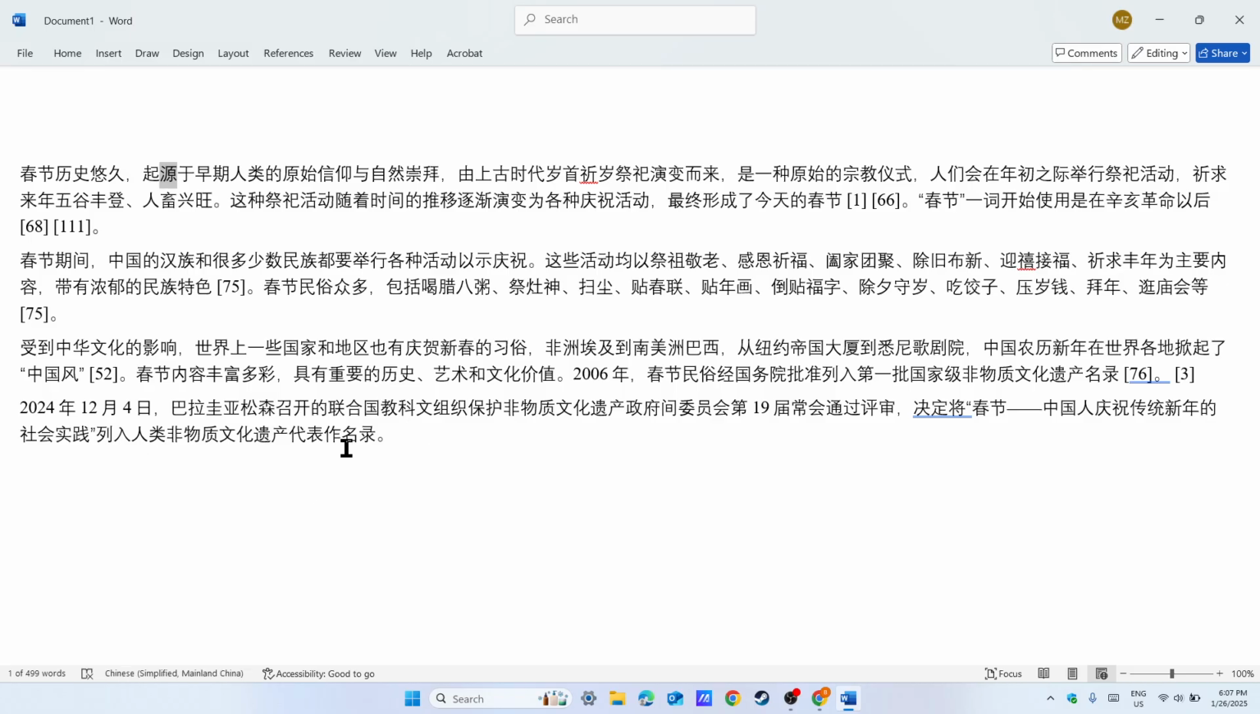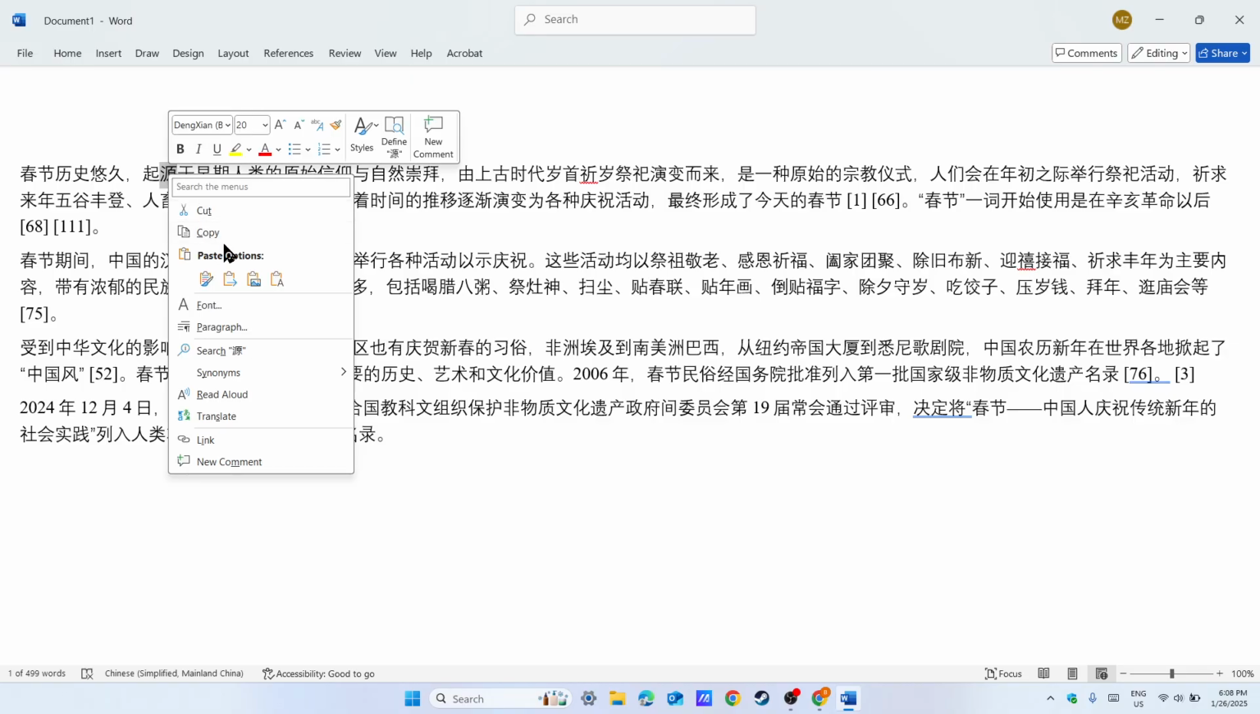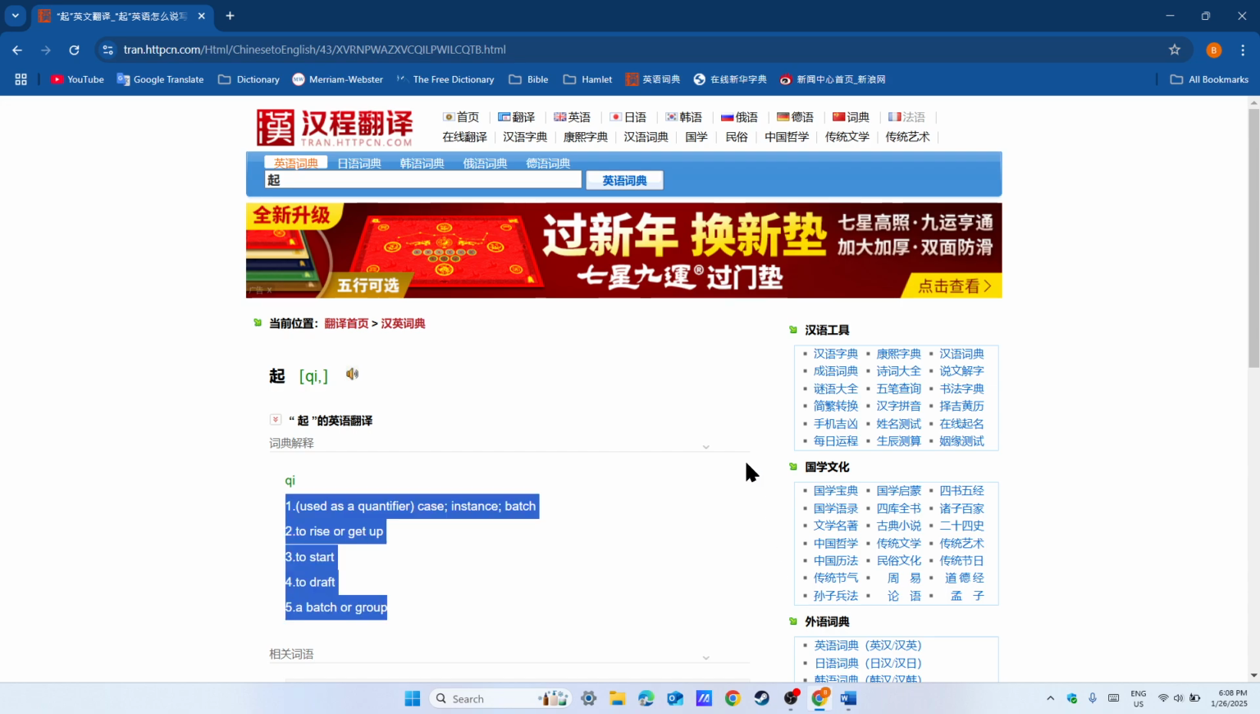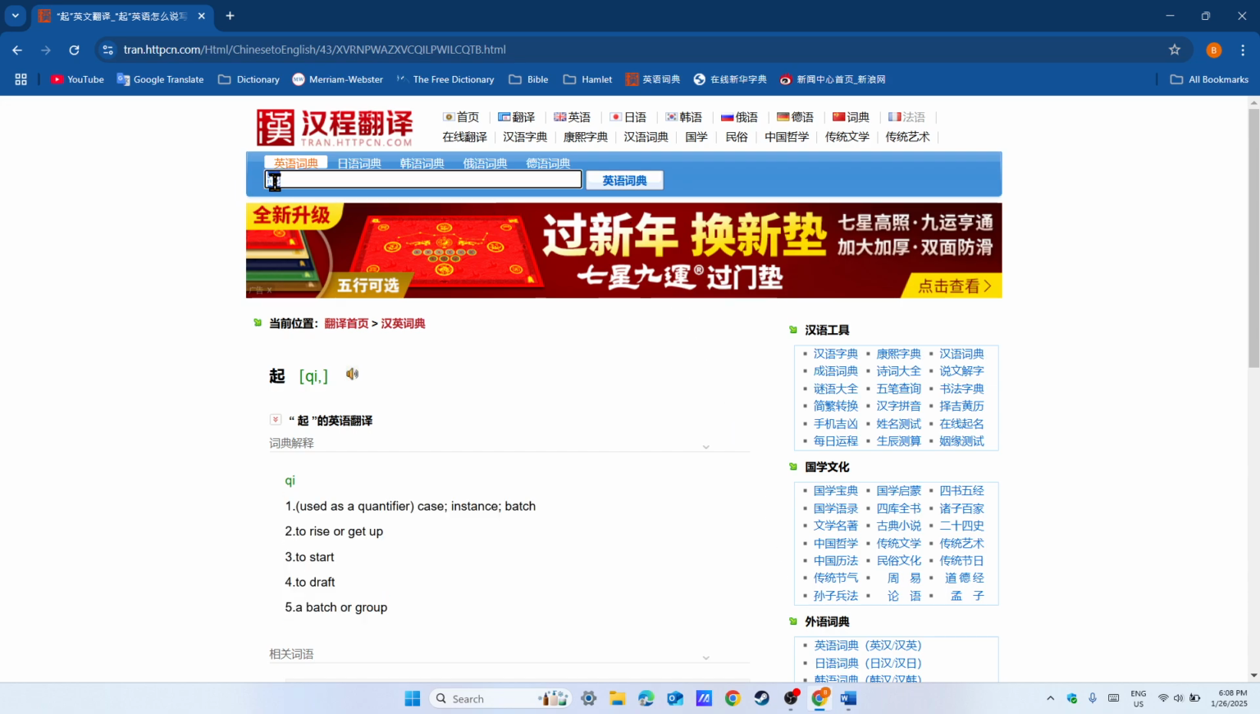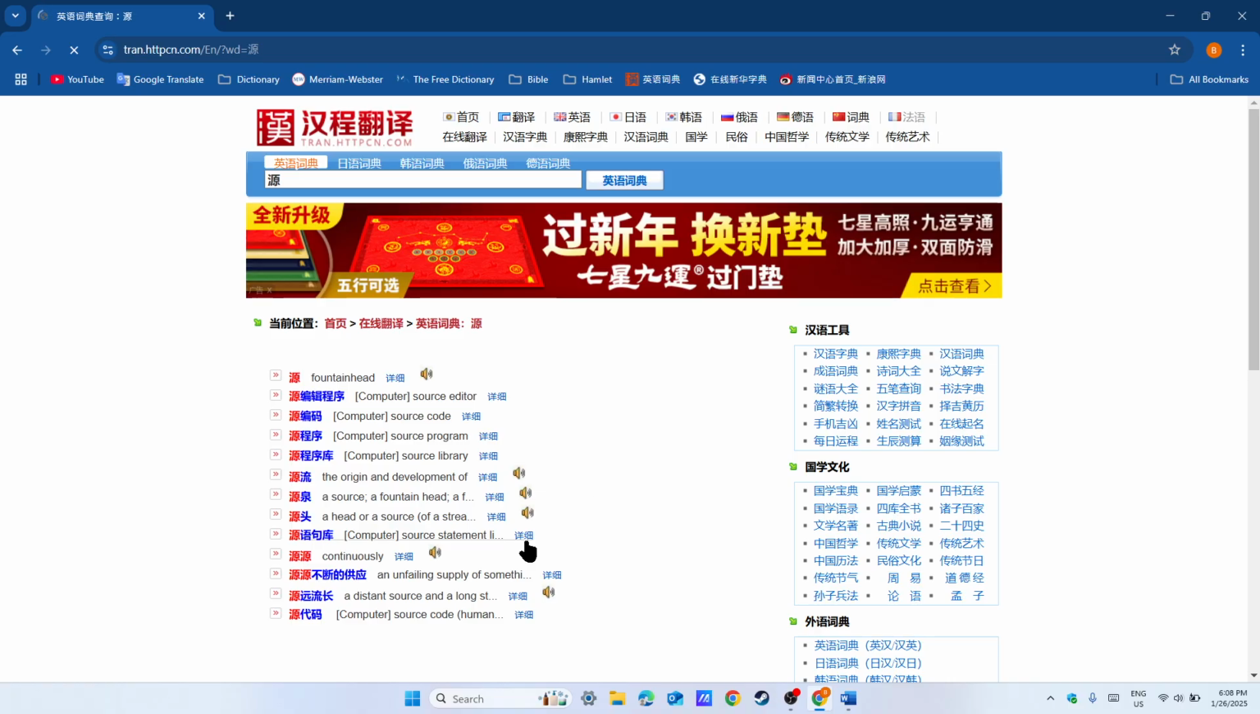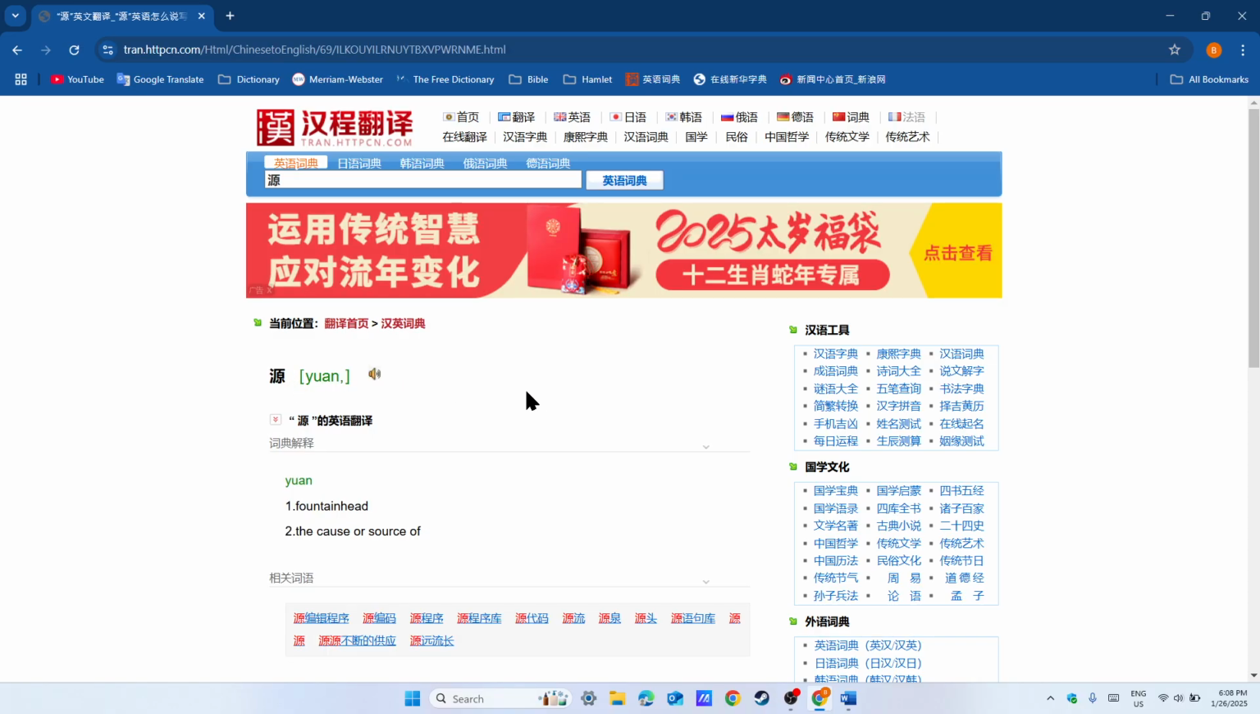This word is a little bit easy. Yuan basically means origin. This is a basic meaning. Let's check the dictionary. Yuan, you see, origin or original. When it is combined with other Chinese words, its meaning is a kind of adjective, in English, meaning original. So let's see yuan.